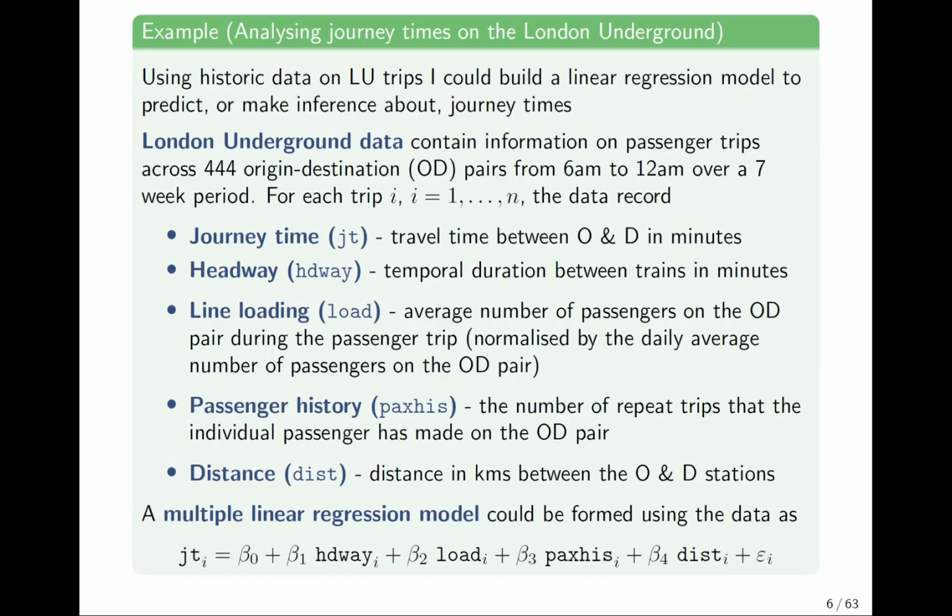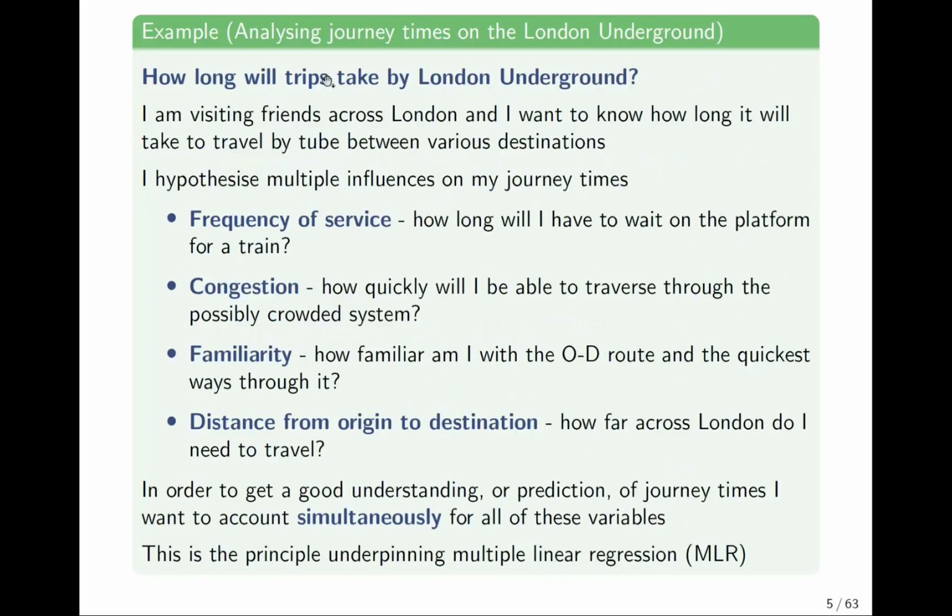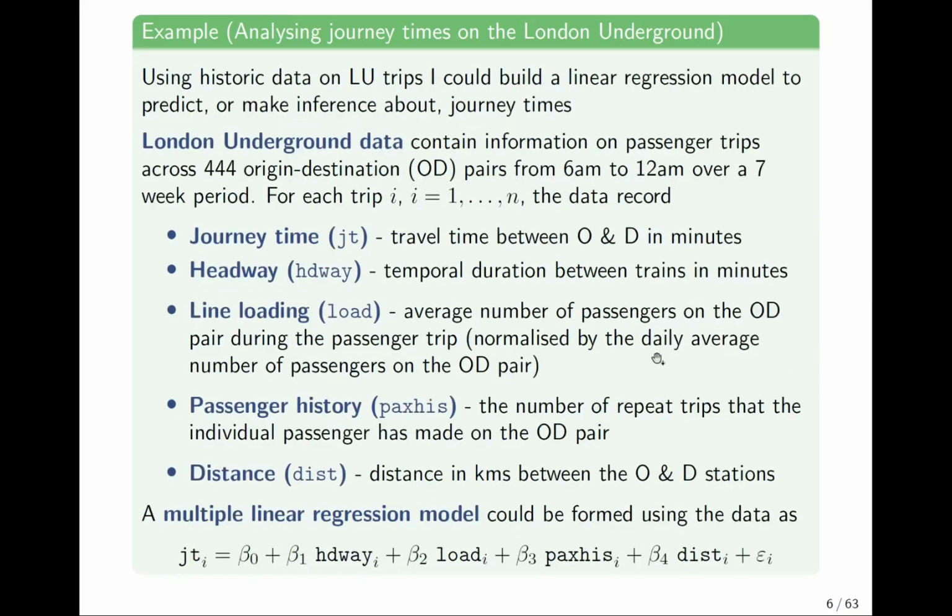So let's say that, in fact, I do have data on London Underground. I have historic data on London Underground trips that would allow me to build a regression model to predict or make inference about journey times. And this regression model is just going to try and represent these hypotheses I have about the things I think will influence my journey times.